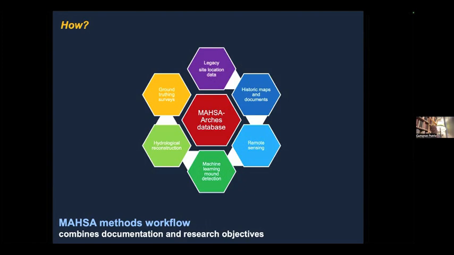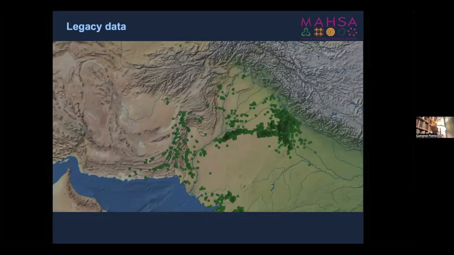So that's a sequence of things, and I'm going to talk about each one of those briefly to give you a little bit of an idea of exactly what it is that we're doing and what it is that we're learning. More of the W questions. So in terms of explaining the how, I'm going to start briefly with the legacy data that we use.